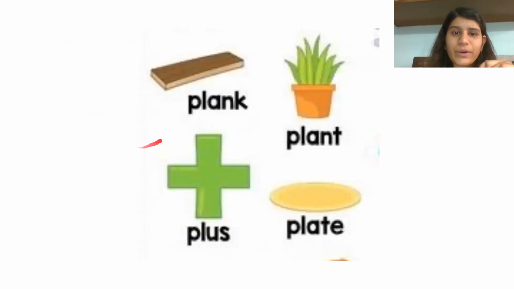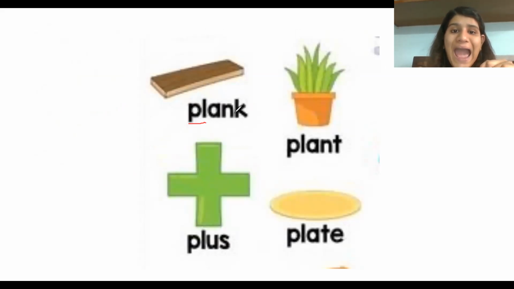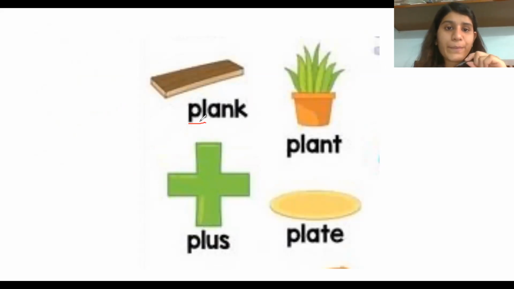So we have 4 words. We will try and read them. So we know the sound PL makes is pl. So this is pl, ank, plank. See? Pl, ank, plank. Listen. Repeat. Pl, ank, plank.